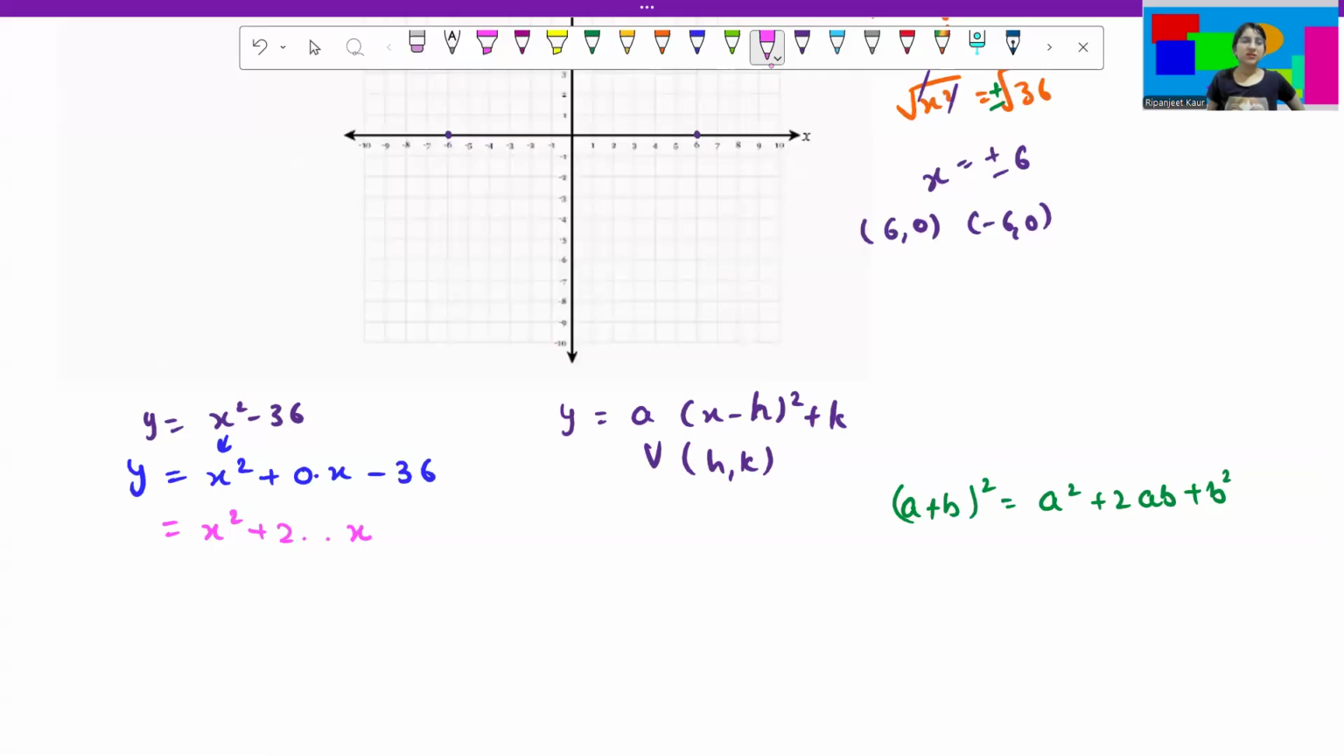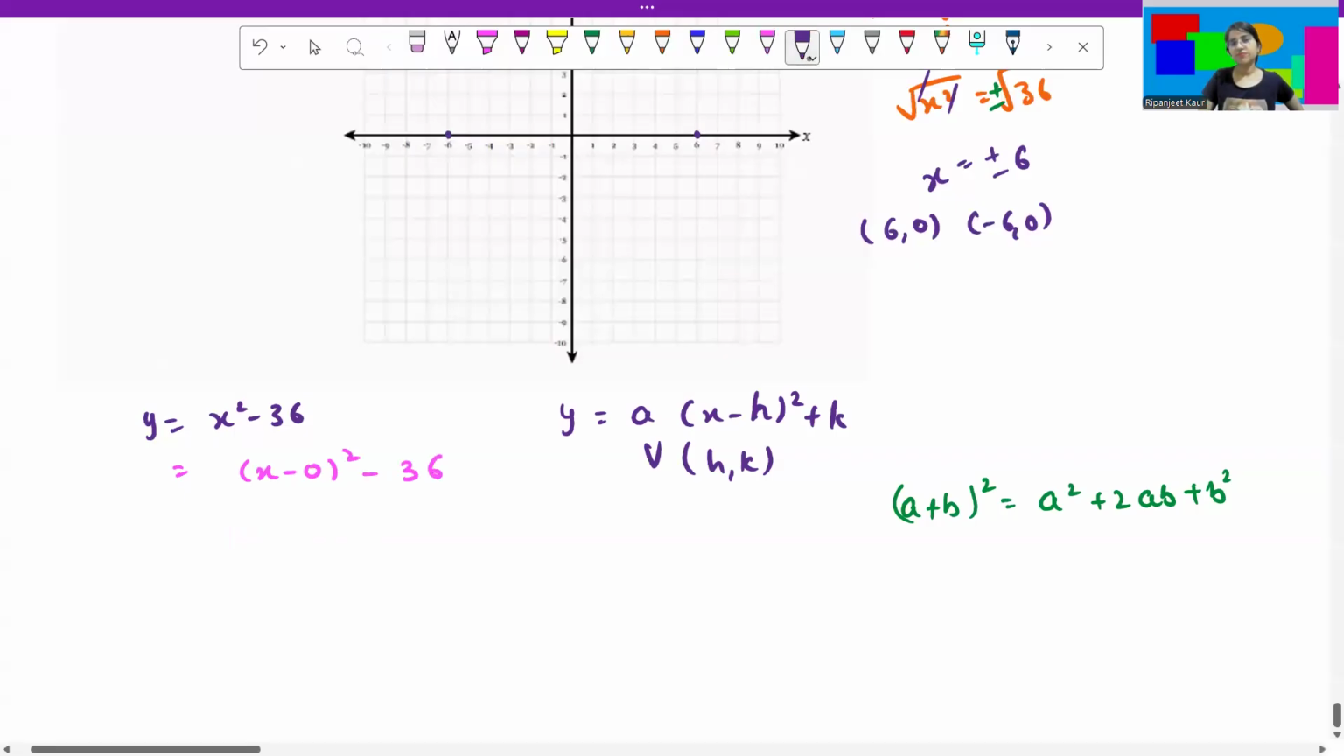See, if we are not finding it anyway, instead of going the hard way, there is nothing here. Now we say it's x minus 0 the whole square minus 36. Do you think they are the same? Now if we make the comparison, what is the value of h? What is the value of k?